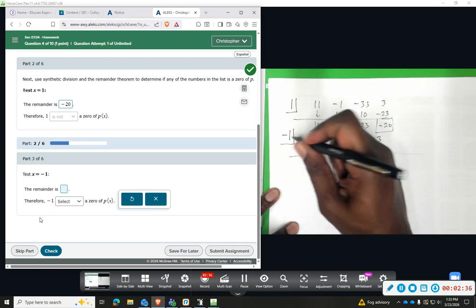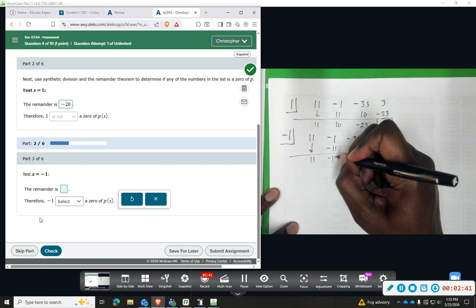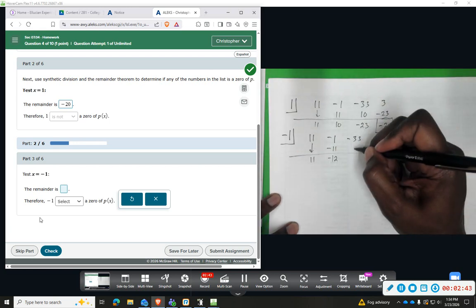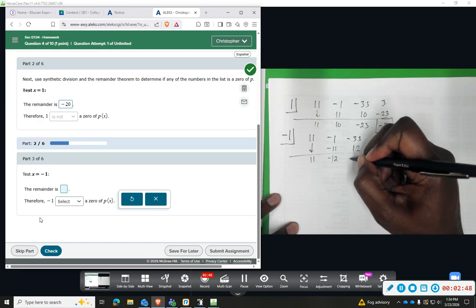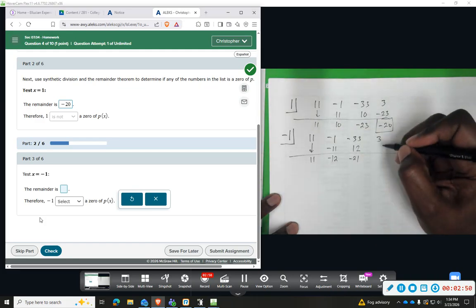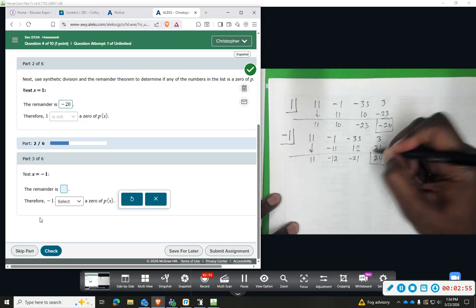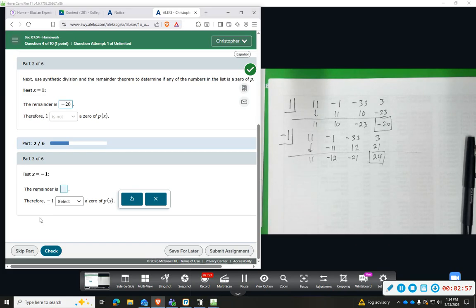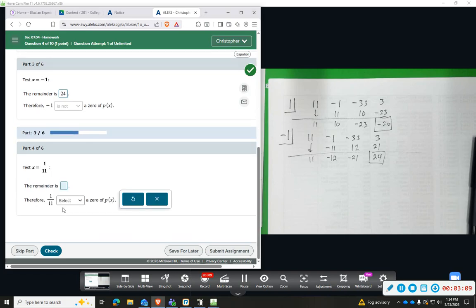bring down the 11, negative 1 times 11, negative 11, and negative 12, negative 1 times negative 12, positive 12, subtract, and we get negative 21. Negative times a negative is a positive 21, and we get 24. So that also does not end with 0. The remainder is 24. 24 is not 0, therefore negative 1 is not a 0. We're going to do it with 1 over 11.